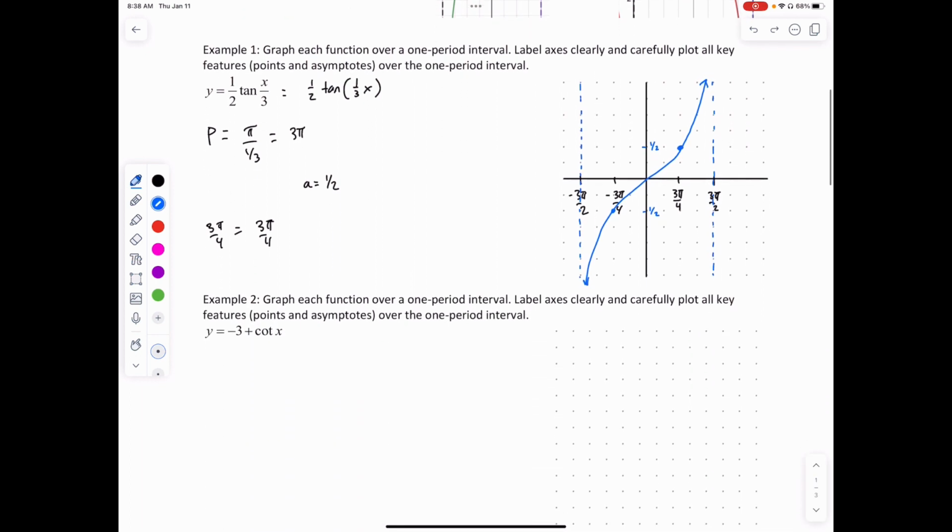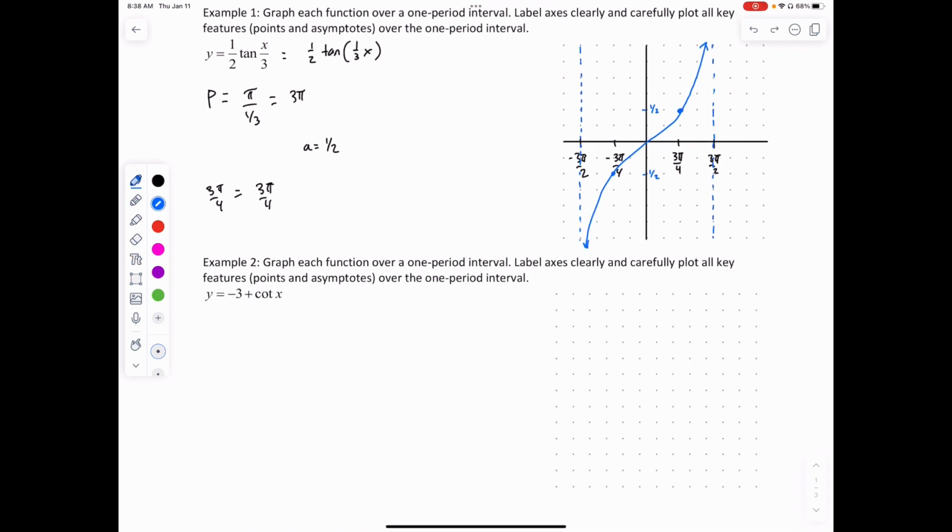All right, let's go ahead and do the same thing with cotangent. You see that it really does proceed fairly similarly. So in this video, in this problem, we're going to do the same thing. We're going to graph one period. My period is just going to be pi in this case because there's nothing in front of the x.